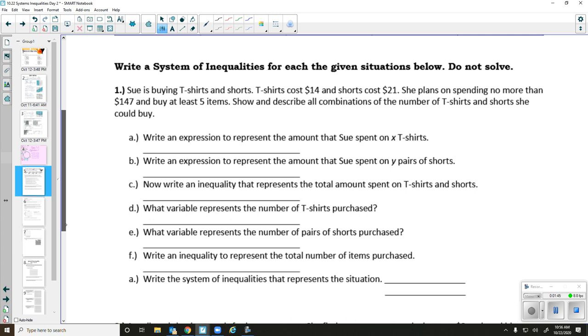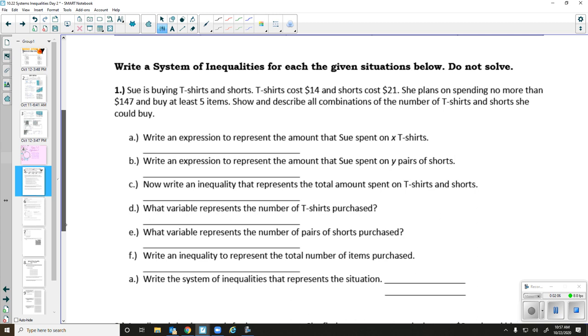So on this first one, Sue is buying t-shirts and shorts. T-shirts are $14 and shorts are $21. She plans to spend no more than $147 and buy at least 5 items. Show and describe all the combinations of t-shirts and shorts she can buy. All we are going to do is write the inequalities.